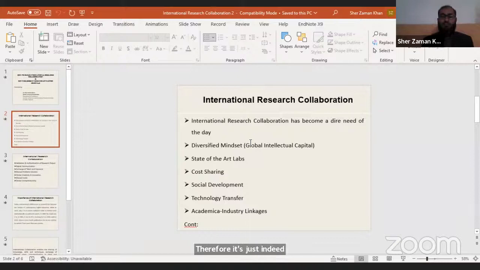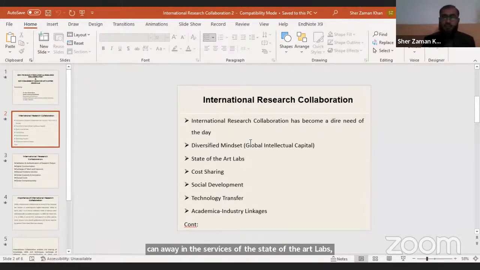Similarly, by building an international research collaboration, you can avail the services of state-of-the-art labs. If one university is newly established while the other is an old and established university, by sharing their research labs, their computer labs, and other things, they can avail the services of state-of-the-art labs through international research collaborations.